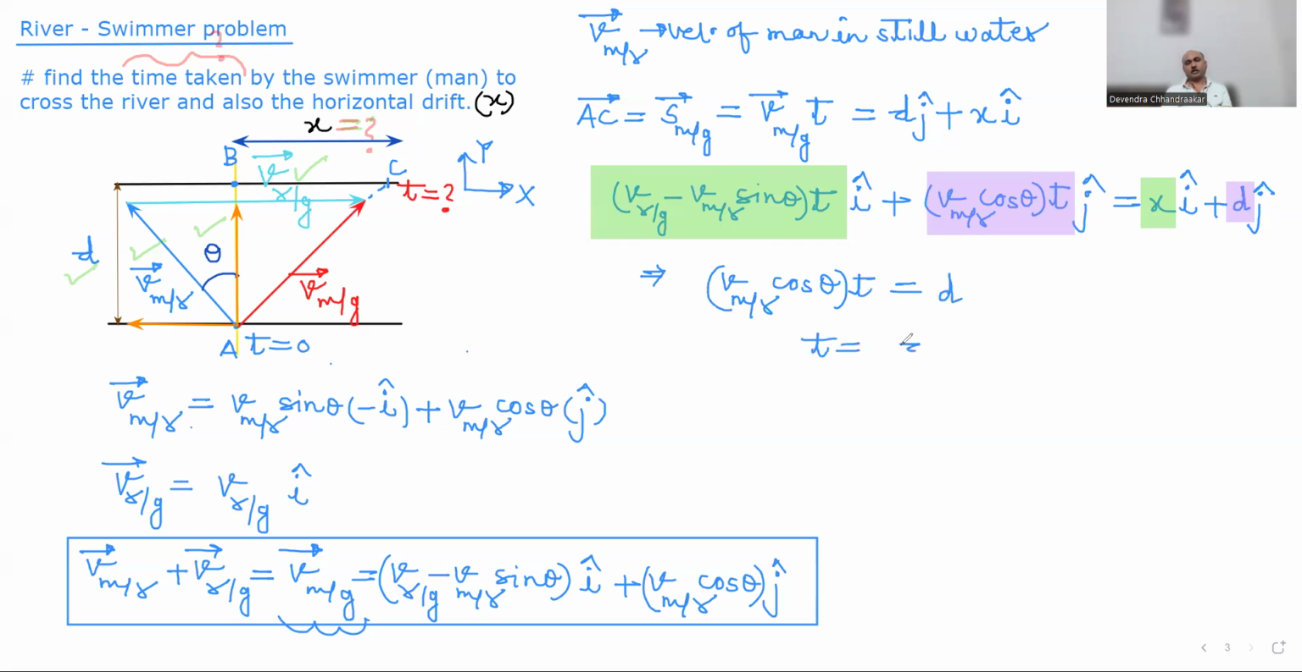So what is the value of T? It's D upon VMR cos theta. Yes or no? Yes, sir. This J component is equal to this J component. So VMR cos theta T is equal to D. Now what about this one? It's VRG minus VMR sin theta into T is equal to X. So this is how you get X here.